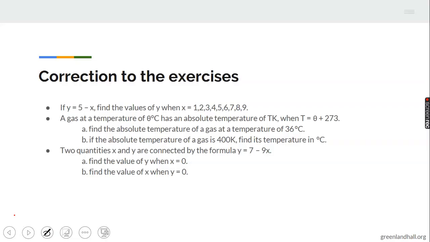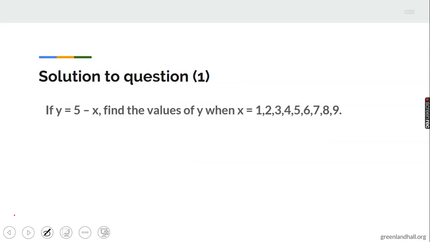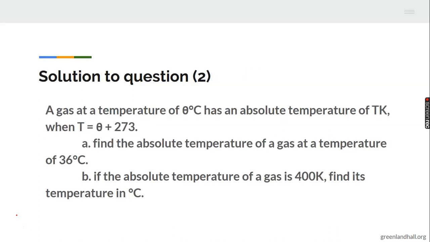Before we move to what we have for today, let's look at the correction to all the exercises that were given in the last class. If y equals 5 minus x, find the values of y when x is 1, 2, 3, up to 9. I will solve this using my table of values.